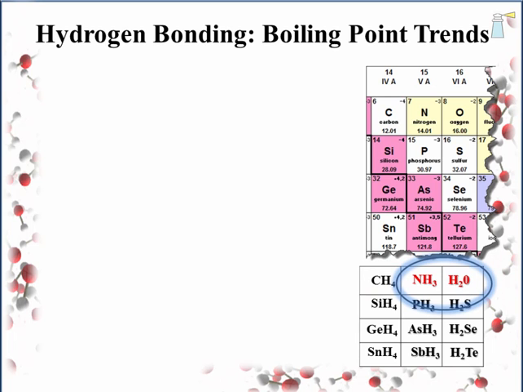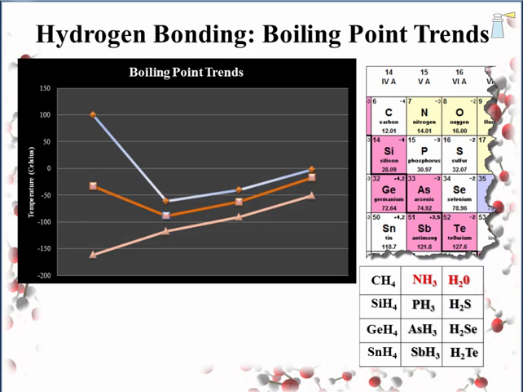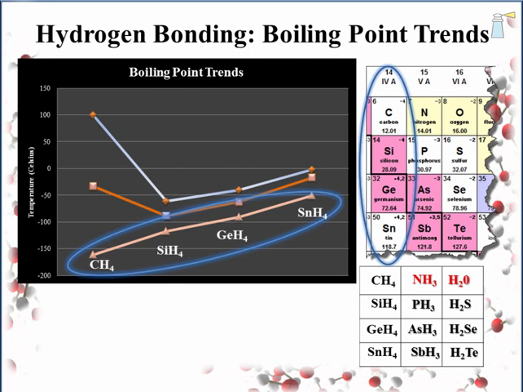Here's a graph of the boiling points of the 3 compounds in the 3 columns. Each column is its own trend line. Carbon's column shows that as the central atom gets larger, moving down the table, the boiling point gets larger. None of these compounds make hydrogen bonds, and the trend is linear.